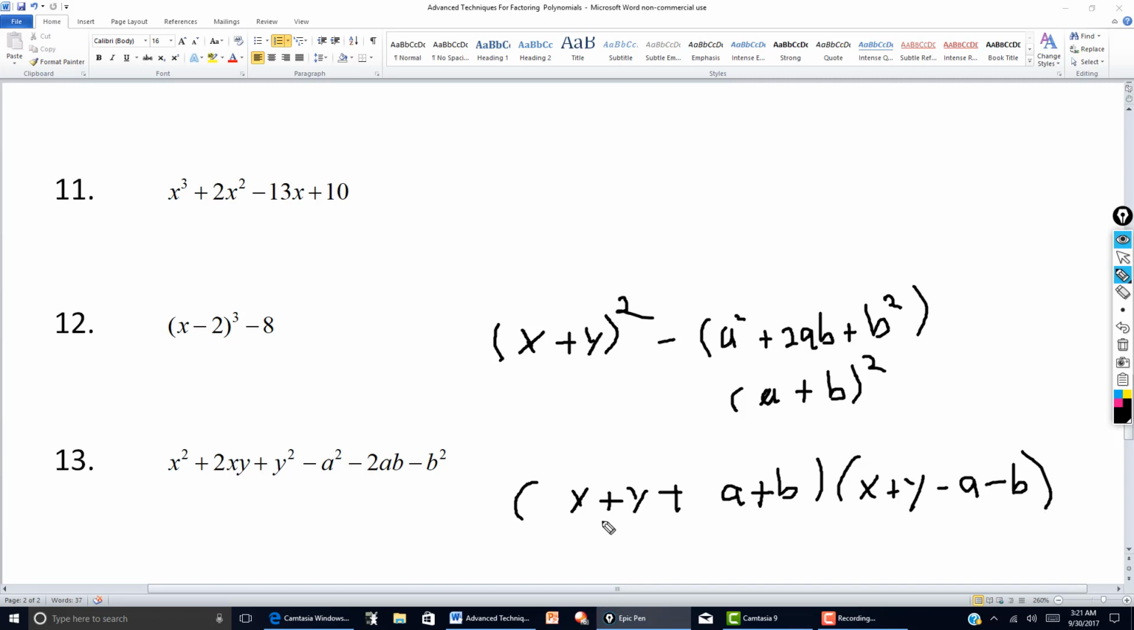So your complete factorization there is (x plus y plus a plus b)(x plus y minus a minus b). Again, the order in which you have these doesn't matter, as long as you have the same terms inside the parentheses. Okay, so I'll give you some ideas as to factoring more advanced problems, or polynomials, or forms of polynomials.